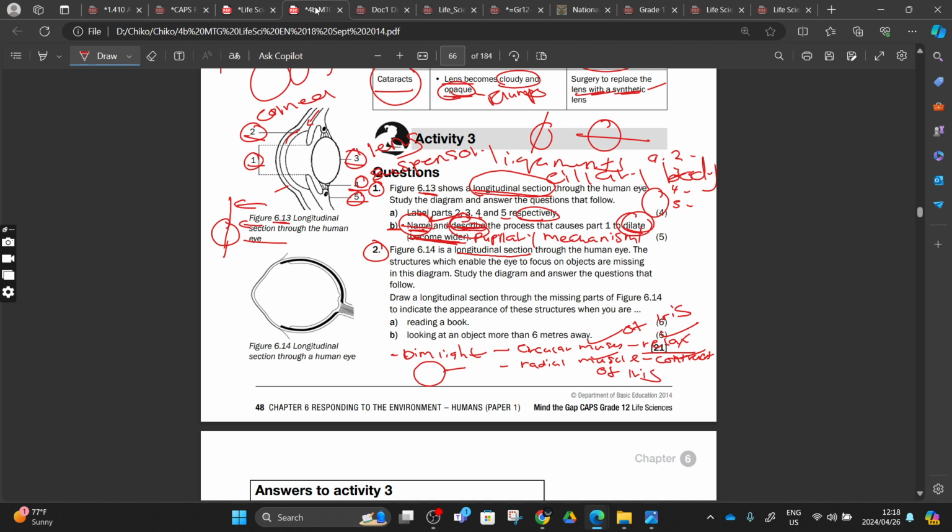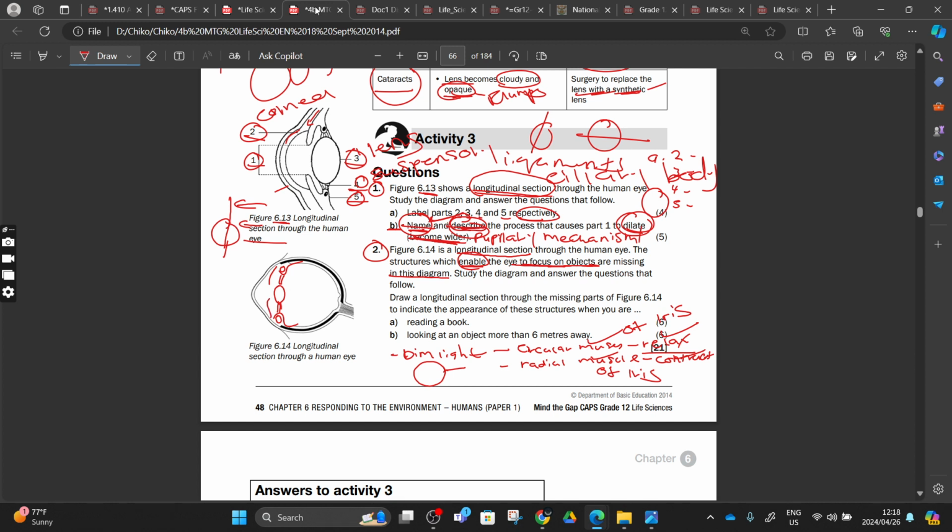Through the human eye, right? The structures which enable the eye to focus on objects are missing in this diagram. We know what is missing. We also know that these are the parts that enable the eye to focus on an object. They are talking about that lens there, then that suspensory ligament there, that body there, those muscles there, that body there, right? Also the iris. This is what is missing, right?